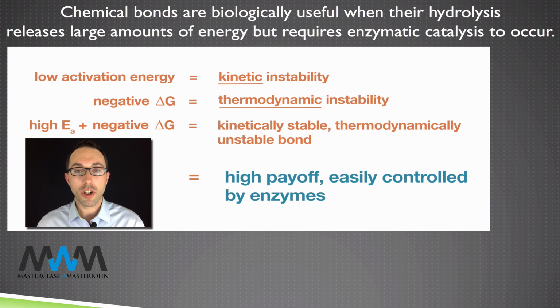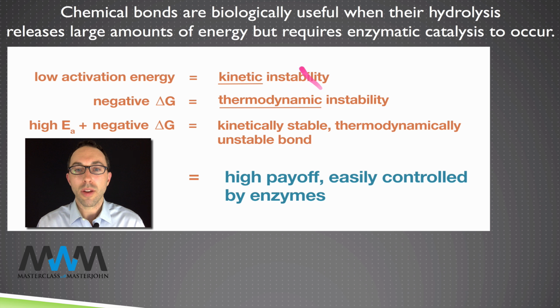If you increase the proportion of molecules that are moving with sufficient energy by lowering the energy barrier, then you increase the likelihood that when any two molecules collide, they will have the energy that they need to get through the transition state and become the products. So kinetic stability is about activation energy, and it's about the speed of the reaction.